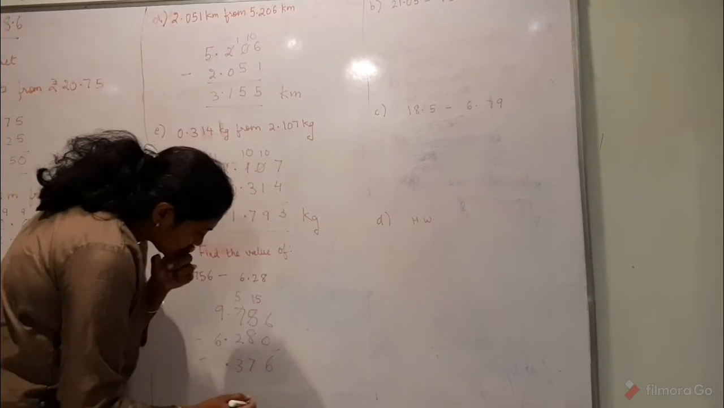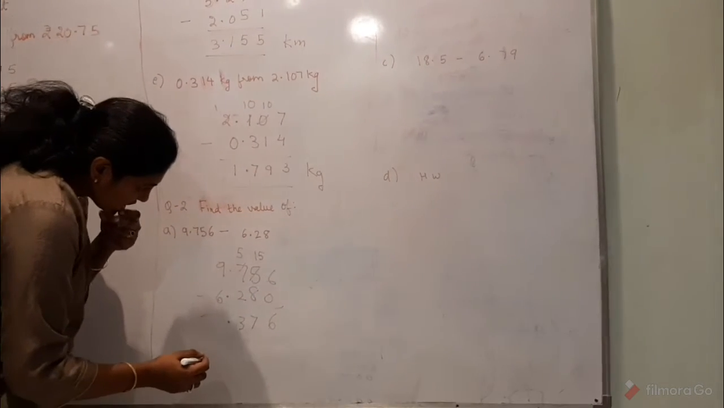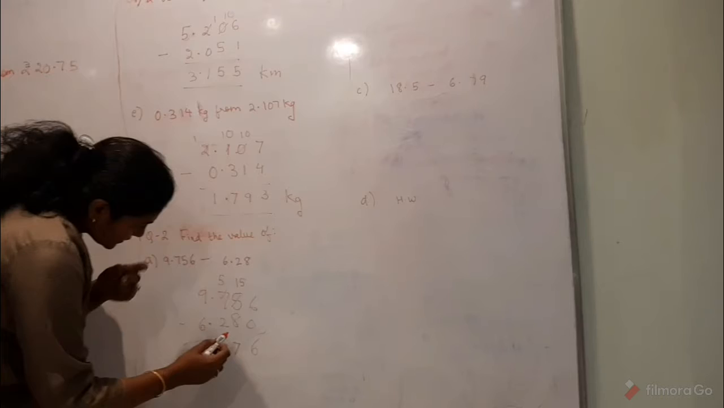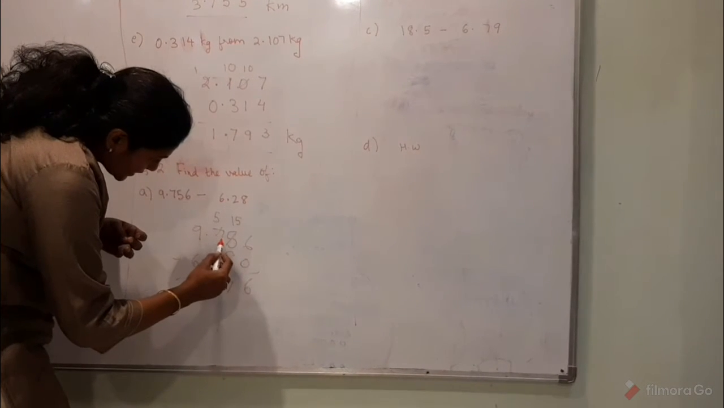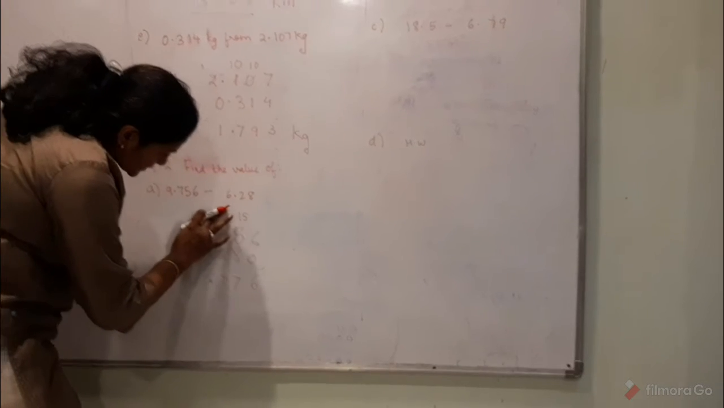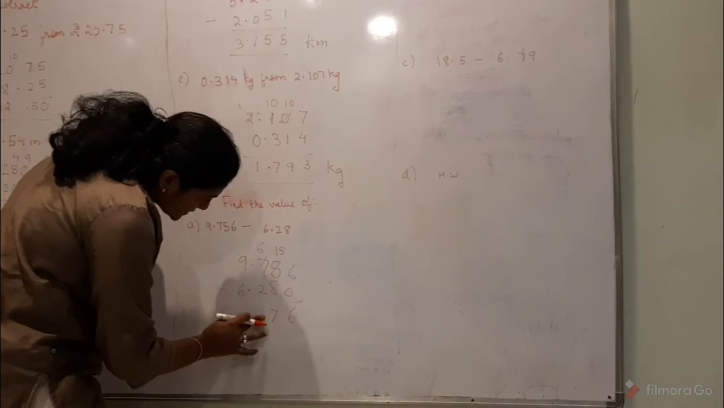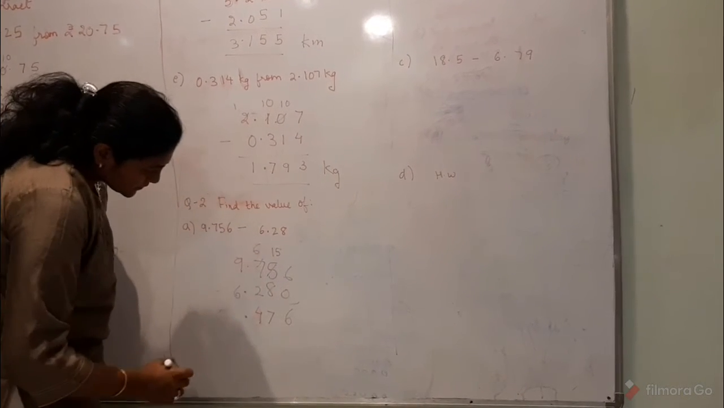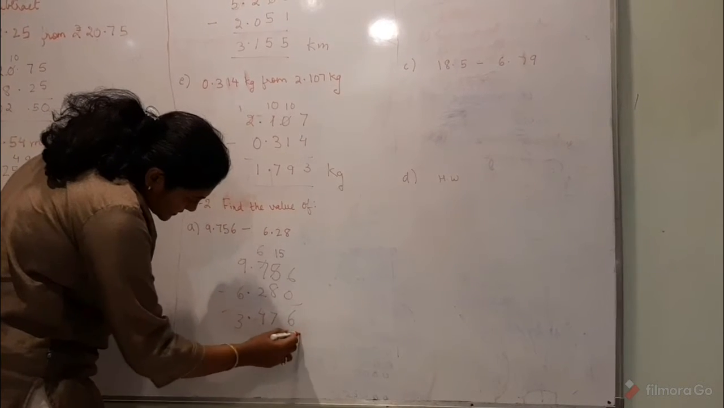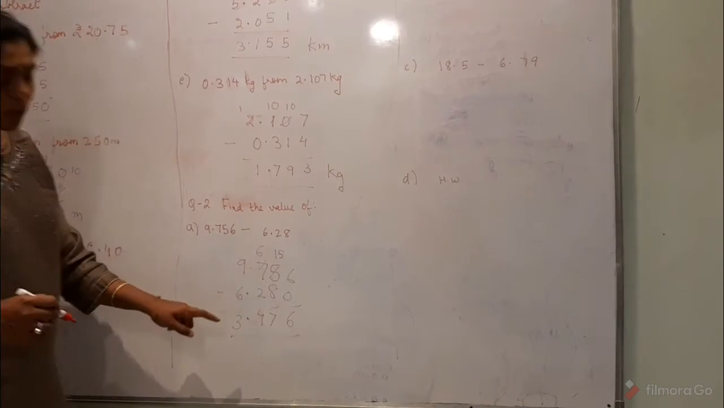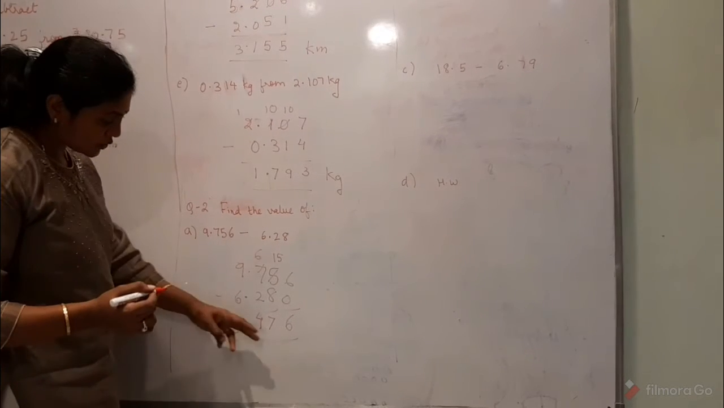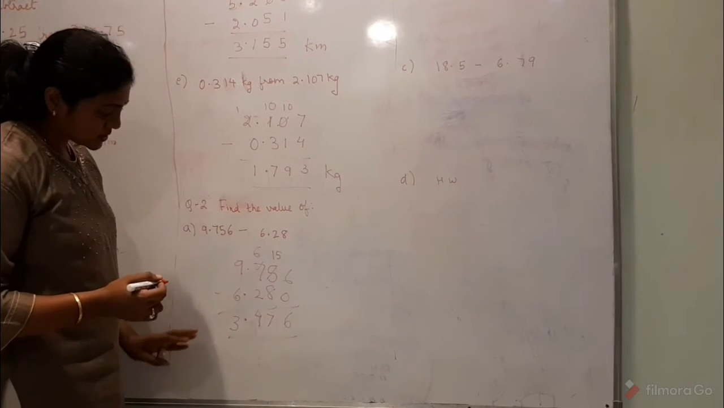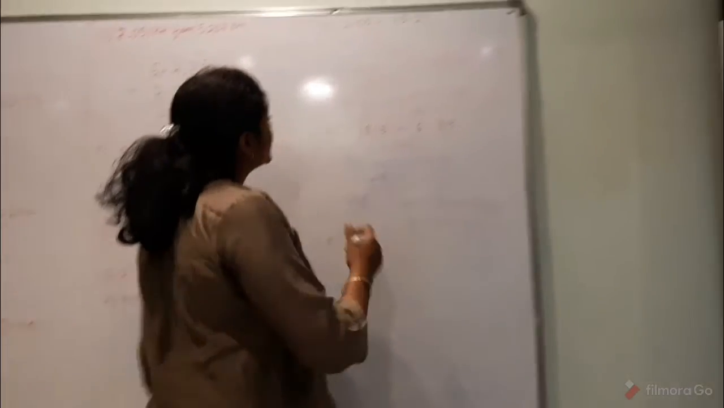So here it will be a 6. 6 minus 0 is 6, then here 6 minus 2 is 4, 9 minus 6 is 3. So this is 3.46. Nothing, no unit is there, you will write as it is. So this is 3.476.